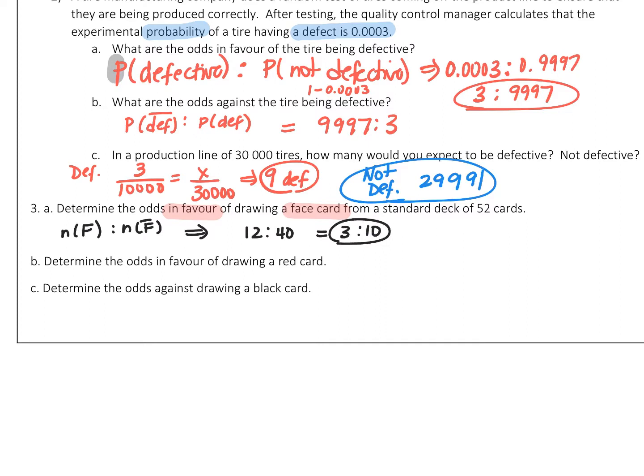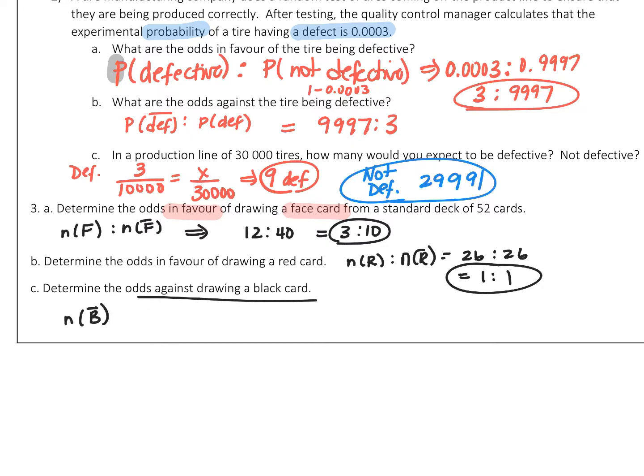Okay, determine the odds in favor of drawing a red card. So again, then I would want the number that are red to the number that are not red. So the red cards, there's 26, not red, would be the rest of them. So 26 to 26, this is 1 to 1. And the odds against drawing a black card, so that means I want the number that are not black cards, because it's odds against, to the number that are black cards. So again, this would be 26 to 26, which is 1 to 1.